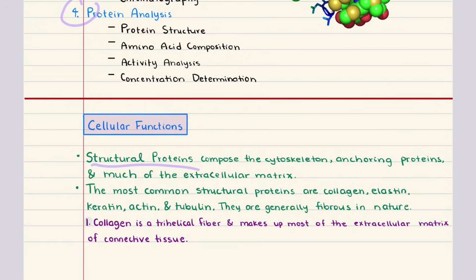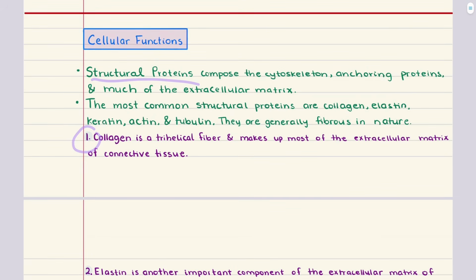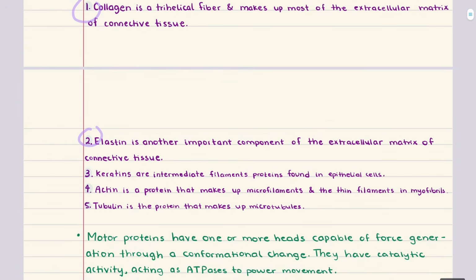These proteins help give the cell its shape, and they provide mechanical support. They make up the cytoskeleton, they help anchor proteins in place, and they are found throughout the extracellular matrix. The most common structural proteins are collagen, elastin, keratin, actin, and tubulin. Let's go over each. Collagen is a triple helix fiber, and it makes up most of the extracellular matrix in connective tissue. Elastin also contributes to connective tissue, and it helps it stretch and recoil.